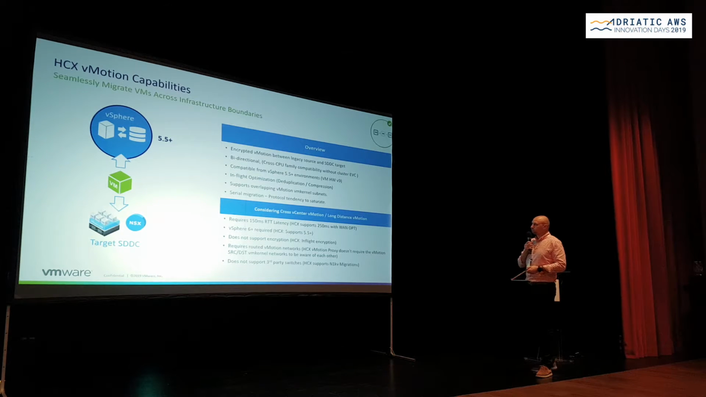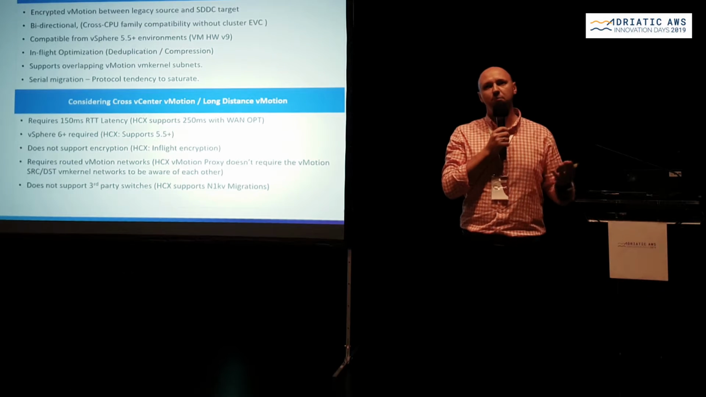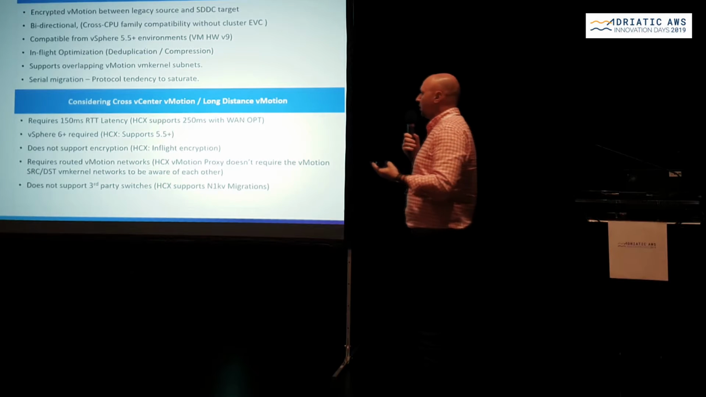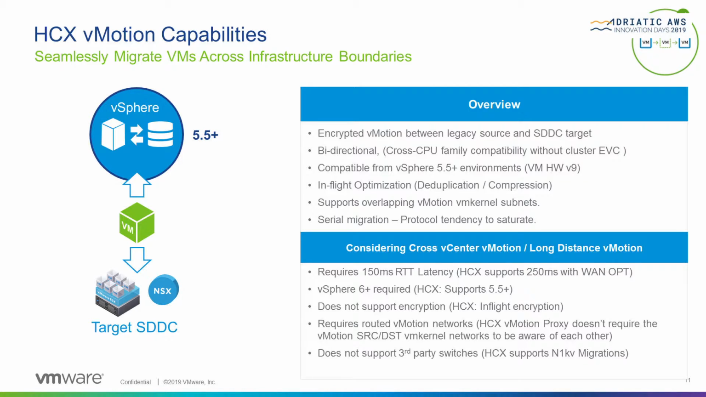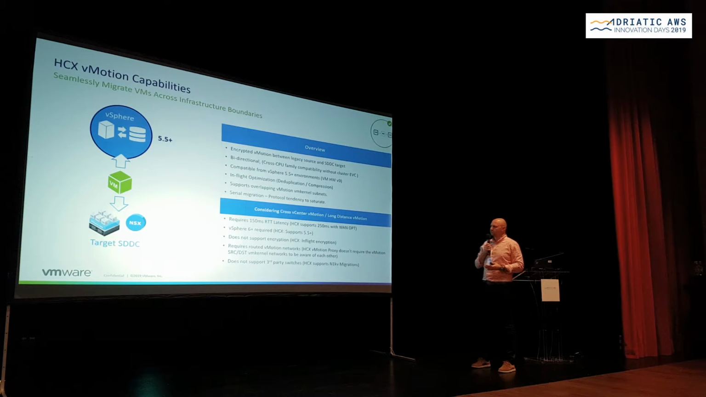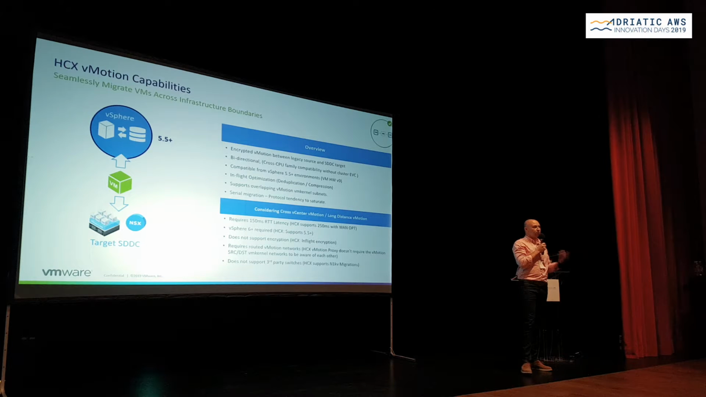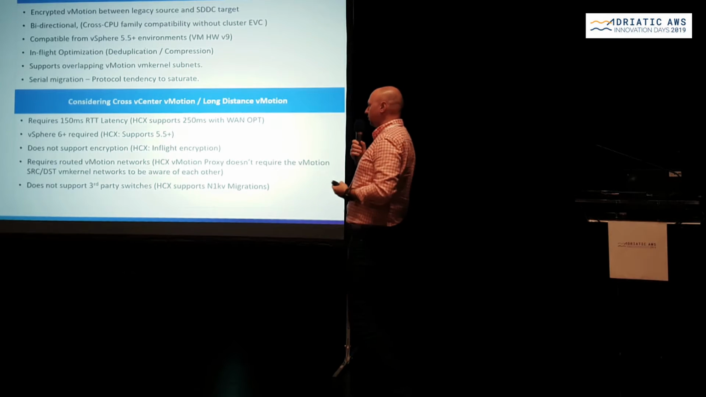In this case, we don't need to worry about different versions of CPU, for example, about EVC mode. We don't need to take care of that. We also support all the versions above vSphere 5.5, so we can easily migrate workload from some legacy environment, for example. And it provides a lot of benefits compared to standard cross vCenter vMotion, because in this case we don't need to think about the 150 milliseconds round trip time for vMotion which we have for standard cross vCenter vMotion, because HCX provides support for a much higher amount of latency.